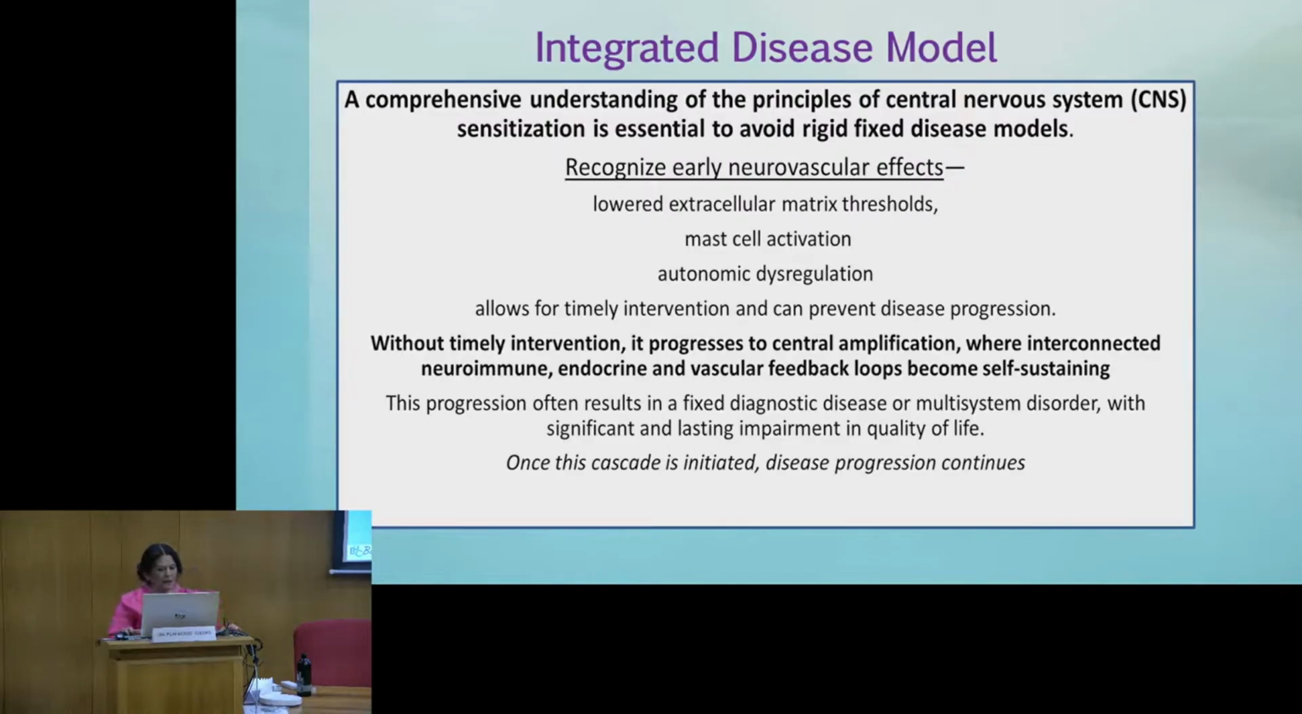There will be a central amplification, and the neuroimmune endocrine vascular feedback loop becomes self-sustaining, and it perpetuates. And this pendulum then goes all the way to the extreme condition, and it becomes irreversible. When it becomes irreversible, it goes to the fixed named disease. Like you have kidney failure, you are suffering from an irreversible heart disease, or you have diabetes mellitus, and so on. So this progression often results in a fixed diagnostic disease, a multi-system disorder with significant and lasting impairment.